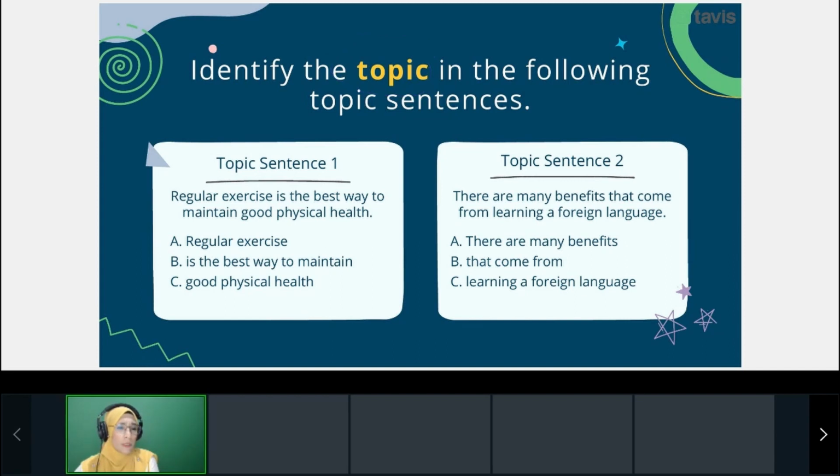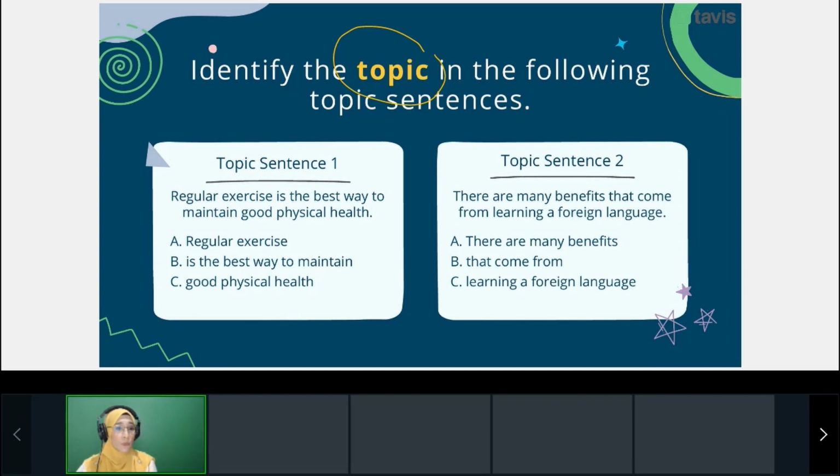Let me use another color. Let's try and use a yellow. So, identify the topic in the topic sentences. Can we try and identify the topic in the topic sentence? You can see that the topic sentence is very simple. Regular exercise is the best way to maintain good physical health. And for topic sentence number 2, there are many benefits that come from learning a foreign language.